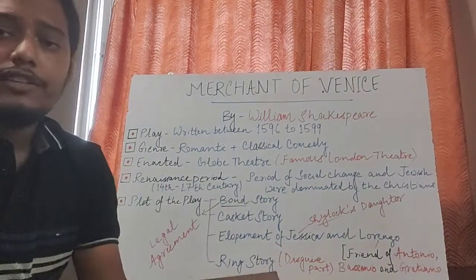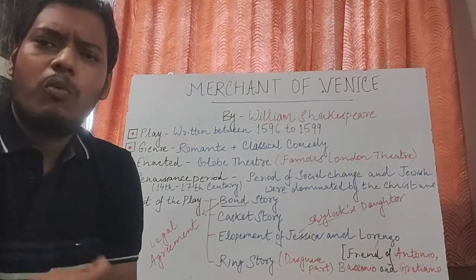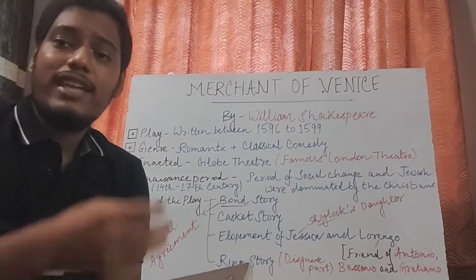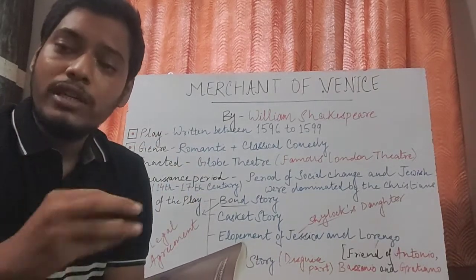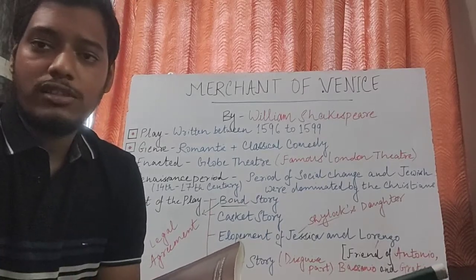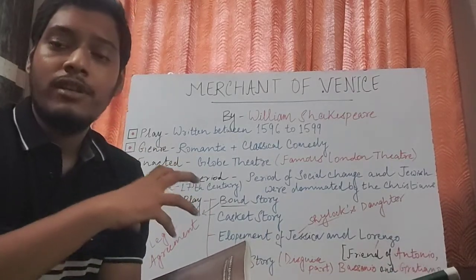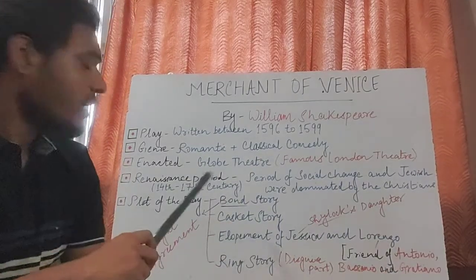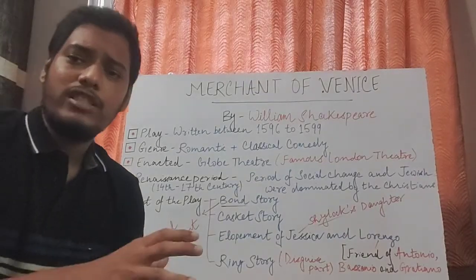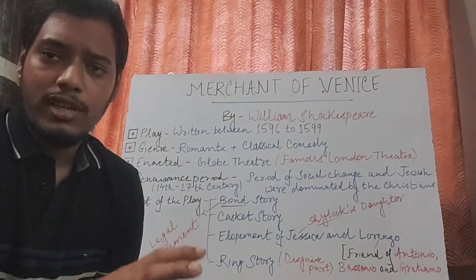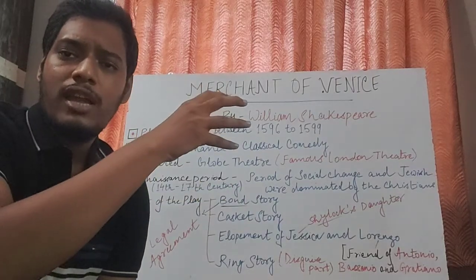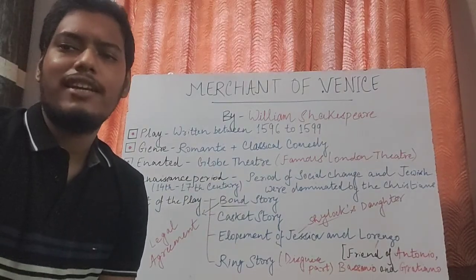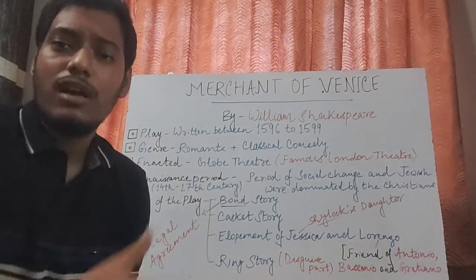The next part is the Renaissance period. Now, why am I talking about all these things? The reason is that they are related to the main play of Merchant of Venice. All are somewhat related to the play. Just keep this in your mind. This Renaissance period stretches from the 14th to the 17th century. Therefore, this play was written in a time between the 14th to 17th century, so we can say that it was written during the Renaissance period.